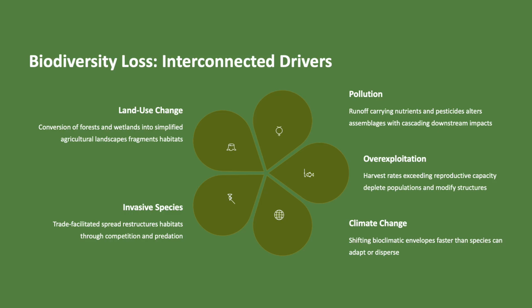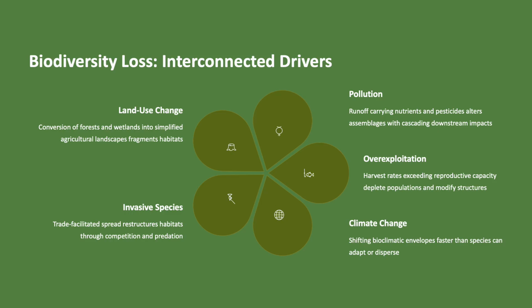Nutrient runoff, pesticides, heavy metals, and industrial effluents enter terrestrial and aquatic ecosystems, altering community structures and reducing survivability for sensitive species. Agricultural pollutants, in particular, trigger cascading downstream effects that modify food webs, disrupt reproductive cycles, and diminish ecosystem stability. Overexploitation adds another layer to biodiversity pressure. Fisheries, forestry, and wildlife harvesting practices often exceed reproductive or regeneration capacities, leading to declining populations and altered ecological structures.